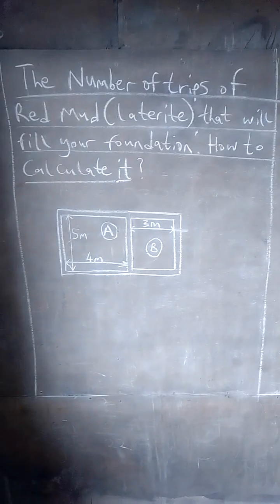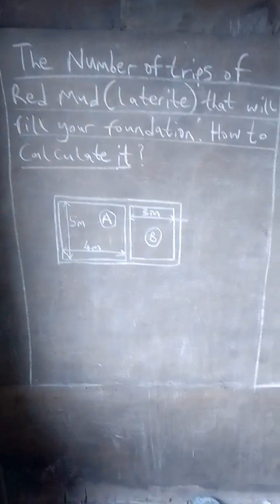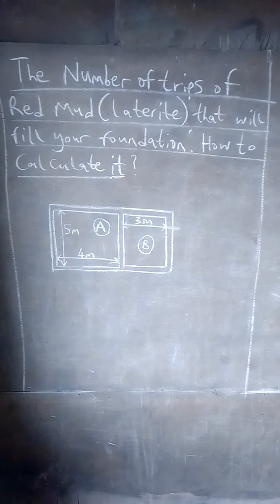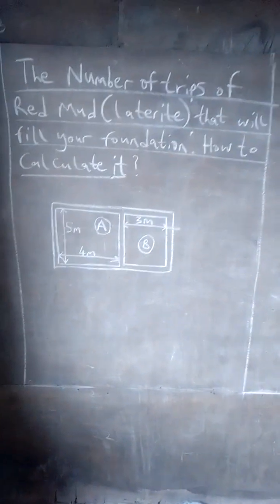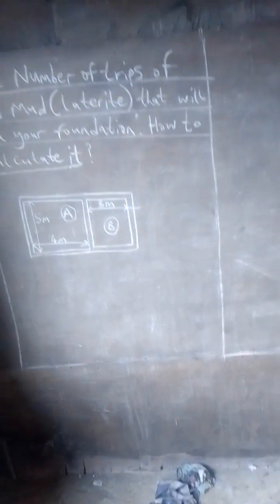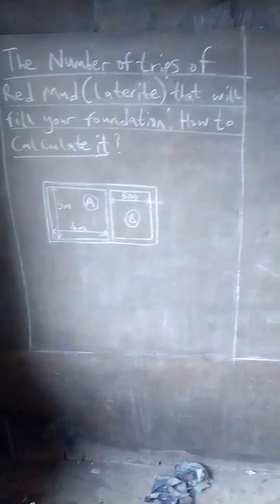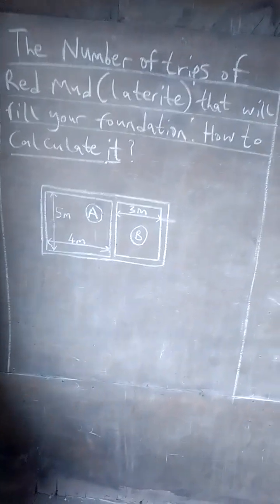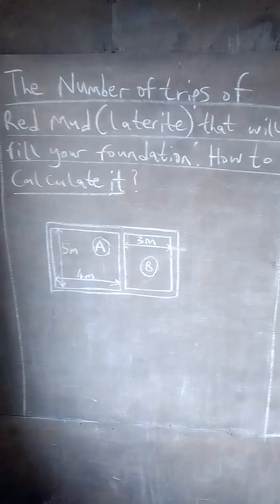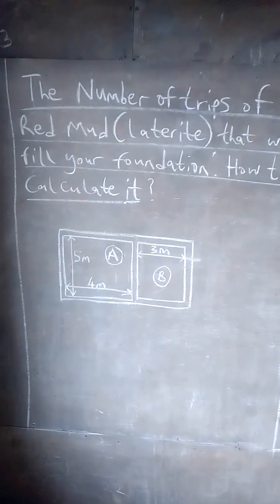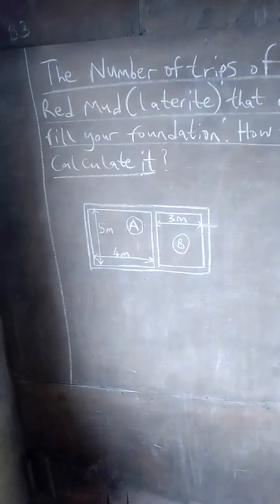The title we have today is how to calculate the number of trips of red mud that will fill your foundation. That is, you have finished the construction of your foundation, the round block walls, all the internal block walls and all the short pillars.